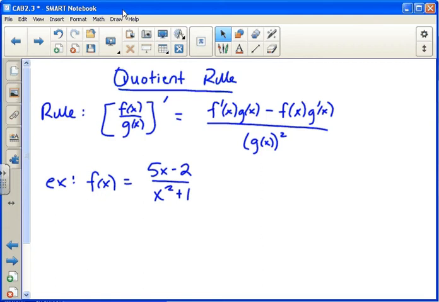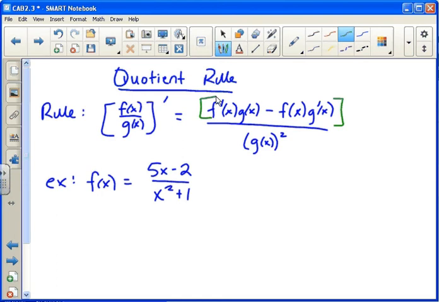Now if you notice, the top of this is identical to the product rule except for the minus. The product rule has plus in between. But if you have the product rule memorized, then the quotient rule is pretty simple. You just change the plus to a minus and divide by g squared.